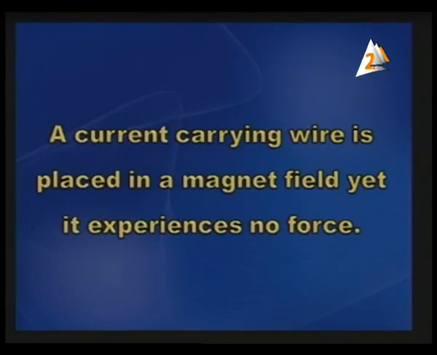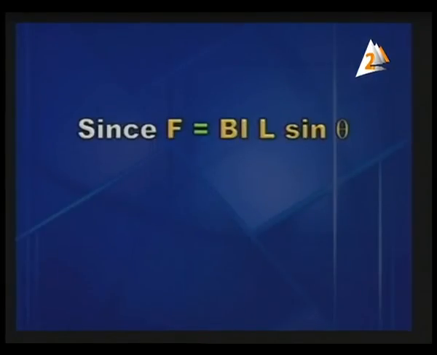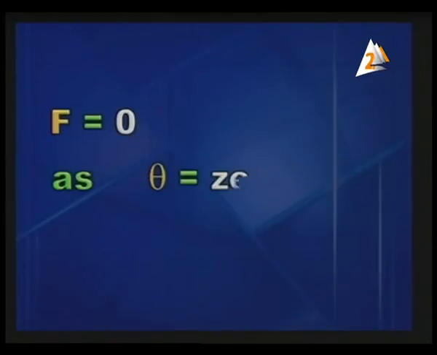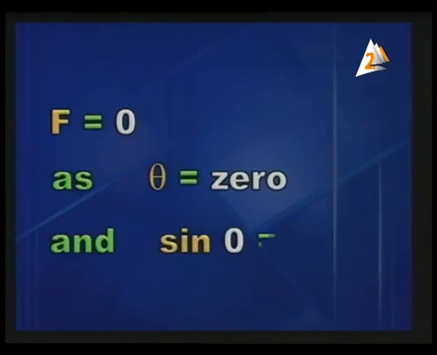Another give reason: a current carrying wire is placed in a magnetic field, yet it doesn't experience any force. While carrying current and placed in a magnetic field, of course it must be placed parallel to the field. Force is given from the relation BIL sine theta. Therefore, if the wire is placed parallel to the field, the force will be 0, as theta is 0 and sine 0 is 0.